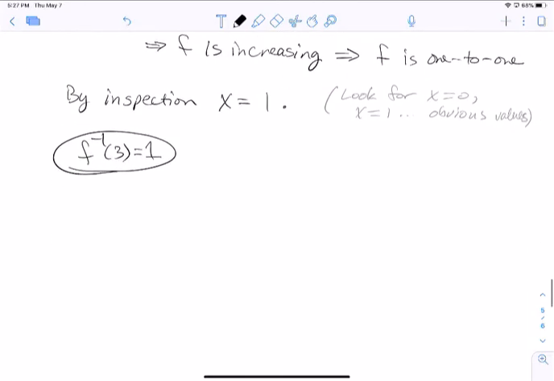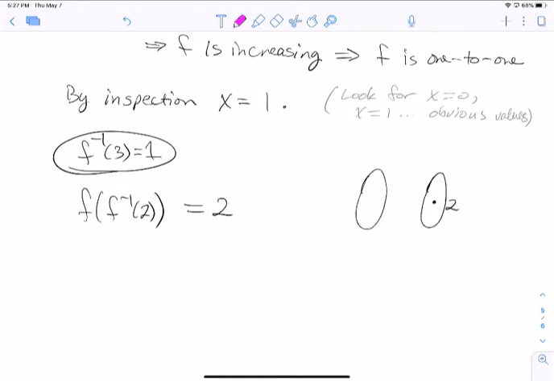As far as the other bit, if we want f of f inverse of 2, I'm going to use some words here. There's a number that when I put it into f, I get an output of 2. What happens if I put that number into f? I get an output of 2. Another way to look at this is that the function undoes what the inverse does. Visually, we can say that 2 is part of the range. It maps to an element f inverse of x.